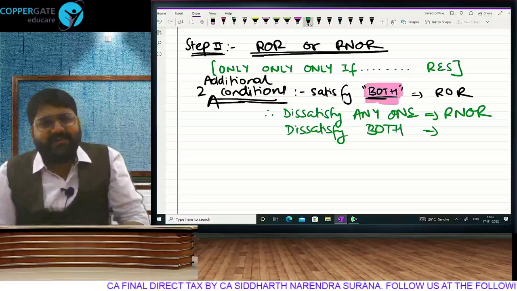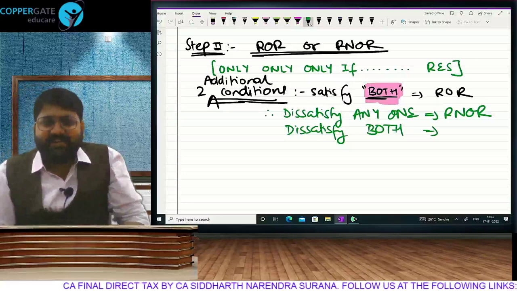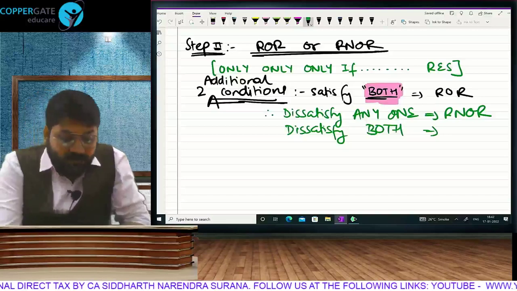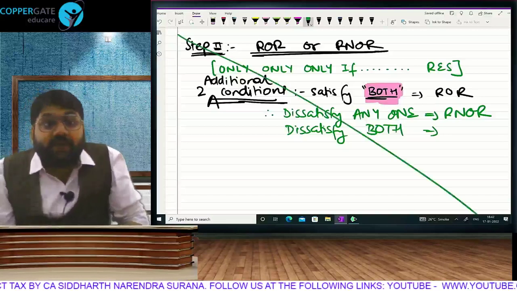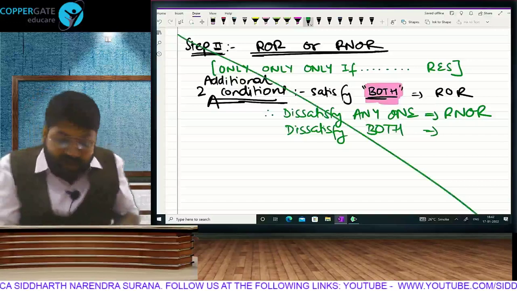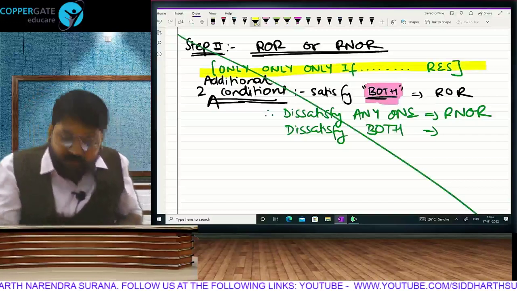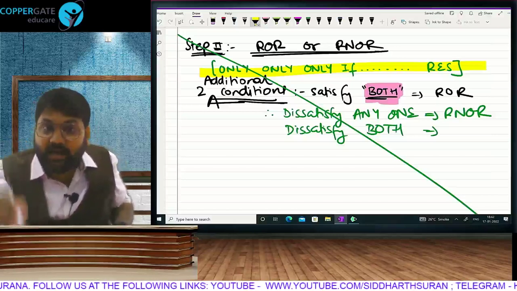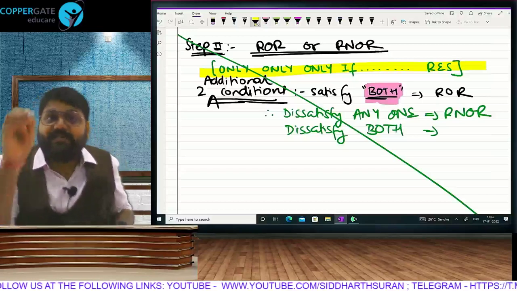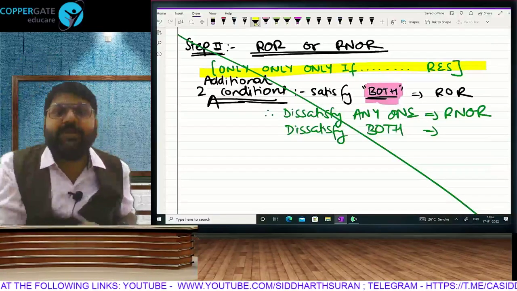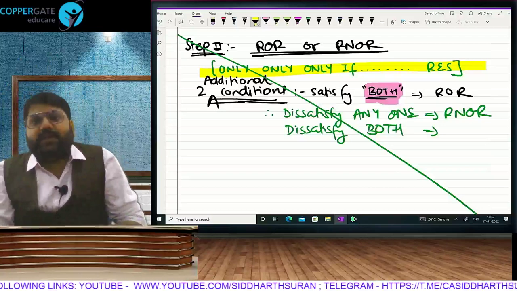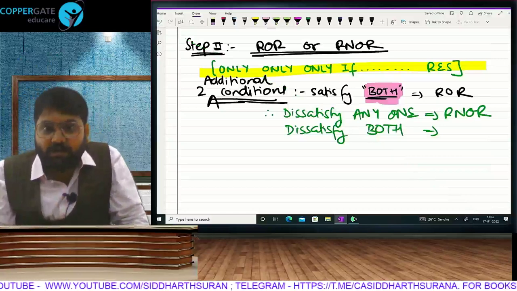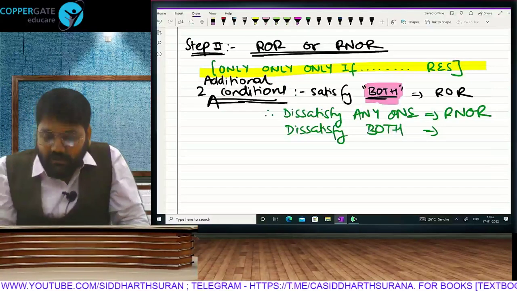some said RNOR, some said non-resident. Ladies and gentlemen, if he was a non-resident, we would not have checked this. The fact that we are in step 2, checking the additional condition, means one thing is sure, that the assessee has become resident. So, those who said non-resident are wrong. You understood why you were wrong? So, tell me, what is the answer here?